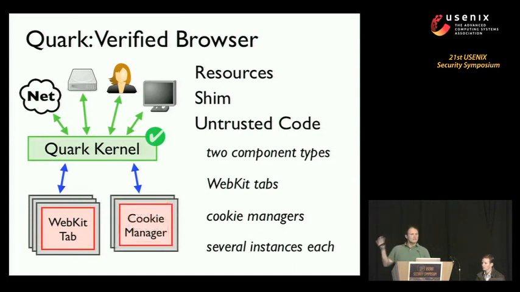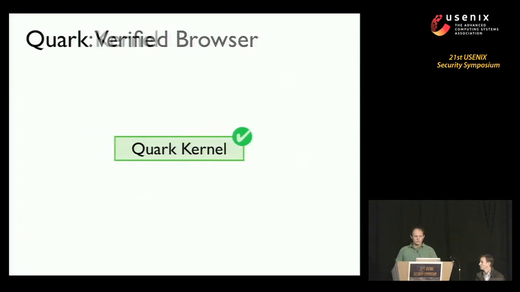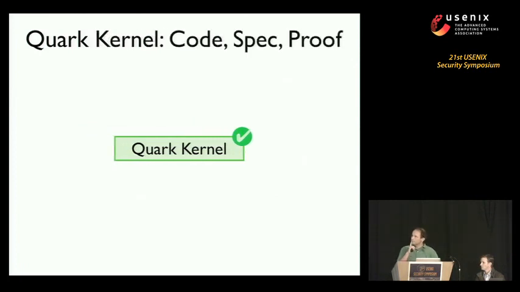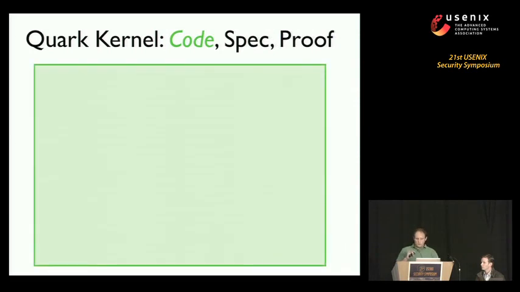Okay, great. So this is a high-level view of the QUARK architecture. But the thing that really distinguishes QUARK is its browser kernel. So let's zoom in on that and take a closer look at how it works. There are three parts of the kernel we really want to cover. The first is its implementation. The second is how we specify its correctness. And finally, how we prove that the code satisfies that spec. We'll start off by going over the details of the code.